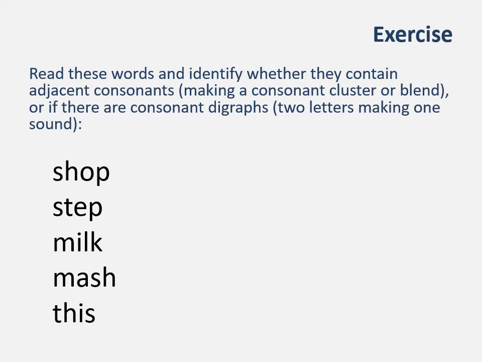Sh, op. We have 3 phonemes. The first one is the consonant sh, then the vowel o, and then the final consonant p, which means this is a CVC word. The S and the H together make a consonant digraph, which makes the sound sh.